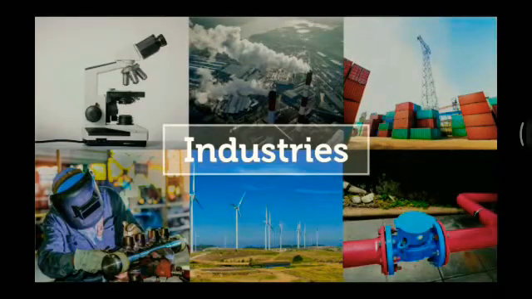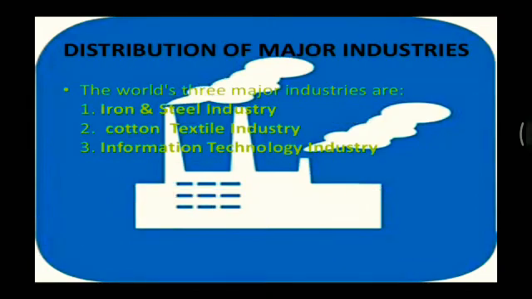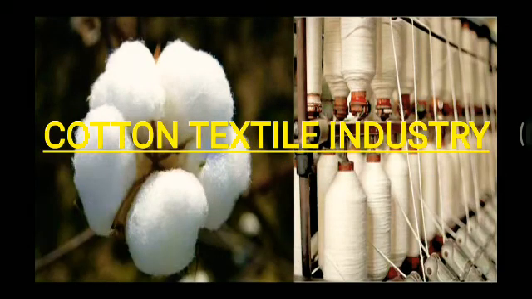So today we'll continue the same chapter, that is industries. Now, in the previous session we have already discussed the distribution of major industries. The world's three major industries are the iron and steel industry, cotton textile industry and the information technology industry. We have already discussed the iron and steel industry. So today we'll start the proceedings with the cotton textile industry.